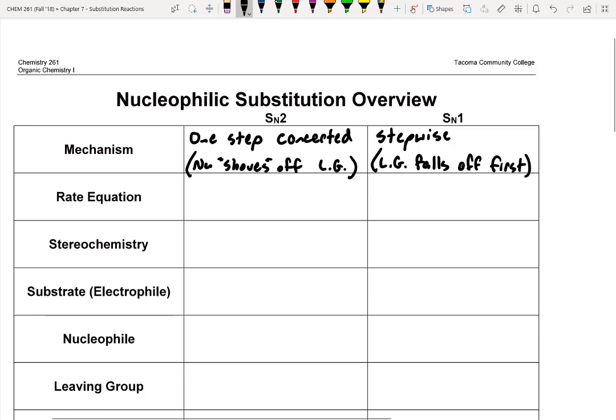All right, the rate equation. The rate equation for an Sn2 reaction should be bimolecular, hence the 2. So it's going to be rate is some sort of K, that's our rate constant, times the concentration of our nucleophile. The nucleophile could have a negative charge or no negative charge. We'll talk more about that next. And then we also need the thing with our leaving group, so I'll call that our substrate.